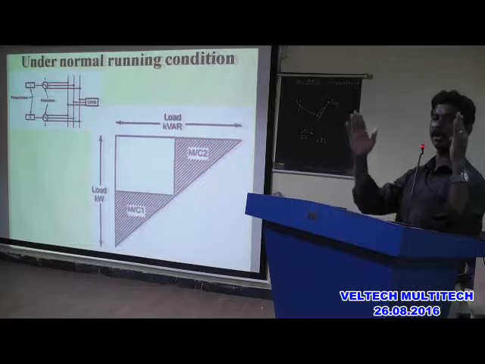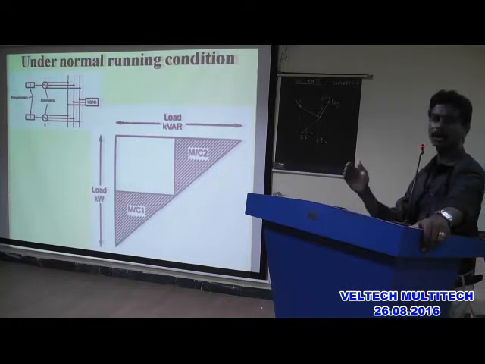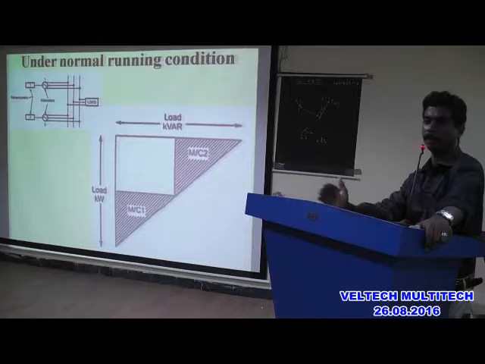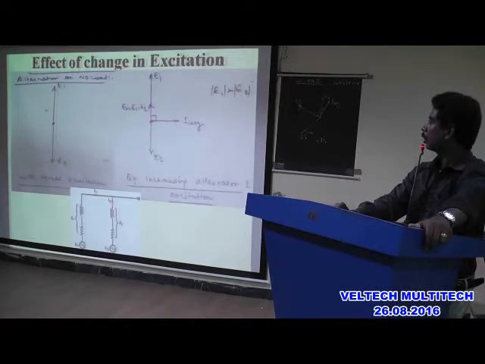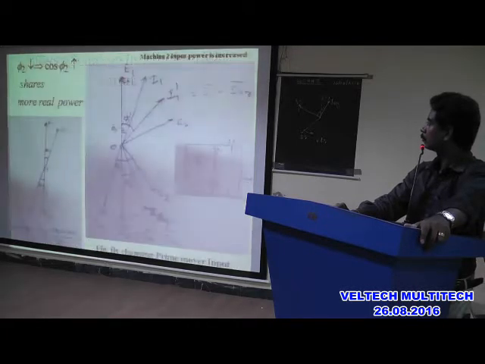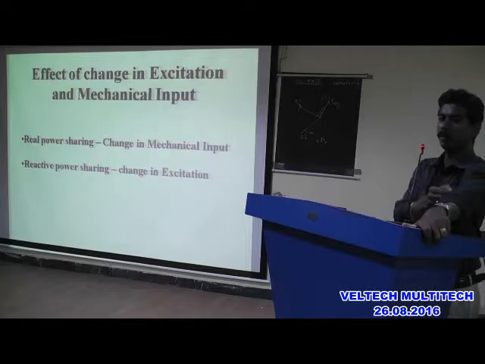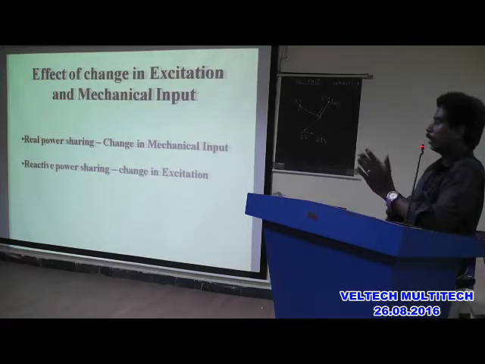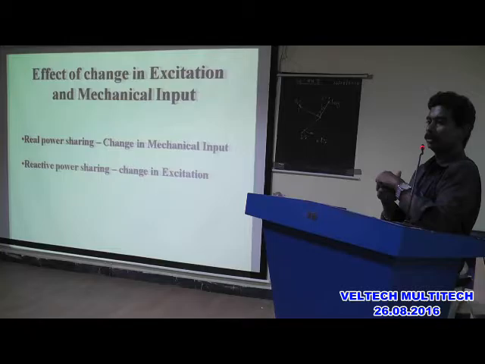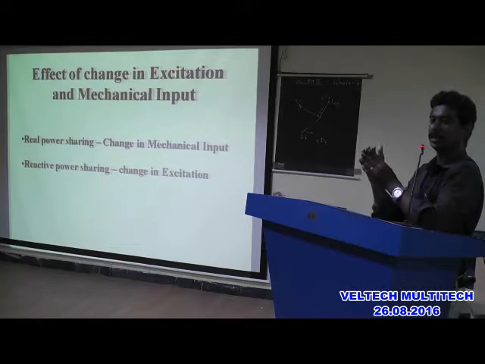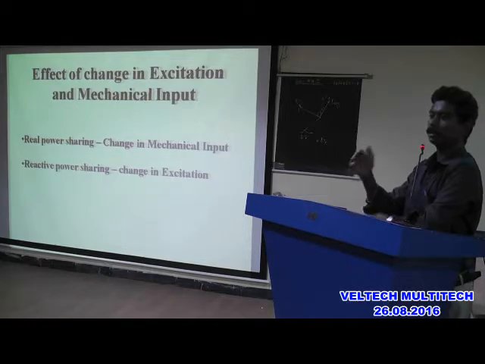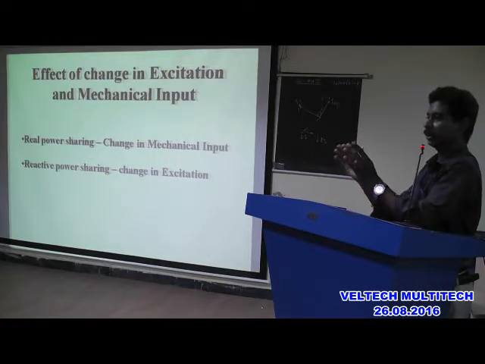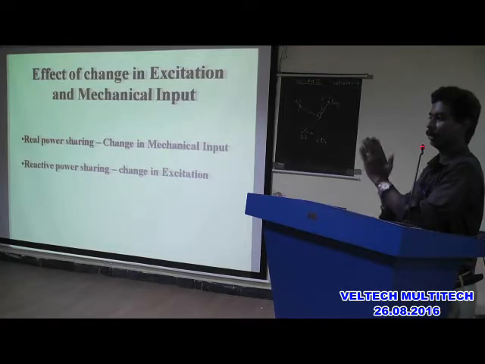Now assume there are two alternators running in parallel. Assume both alternator impedances are the same, the same rated alternator. That means both alternators will share equal real power and equal reactive power. I think you know this. If you increase the speed of any one alternator, with two alternators running in parallel, that alternator shares more real power. If you increase any one alternator's excitation, that alternator will have more reactive power. So if both alternators are running in parallel with equal rating, equal capacity and equal impedance, they will have equal real power and equal reactive power. This is the normal case.